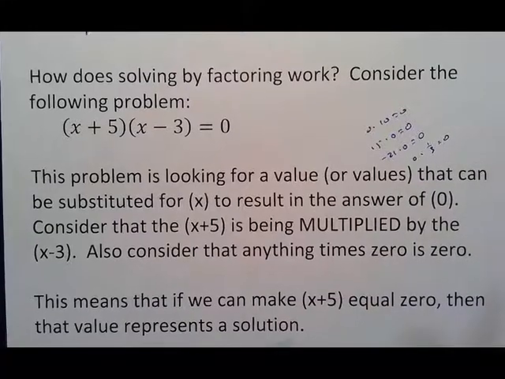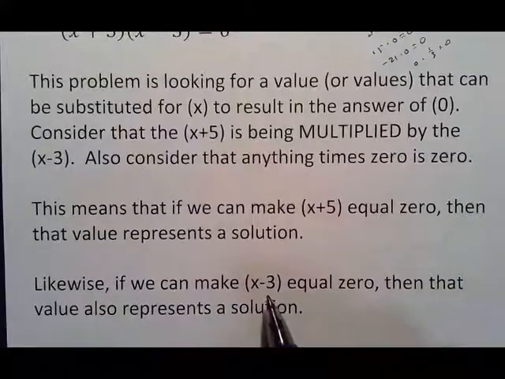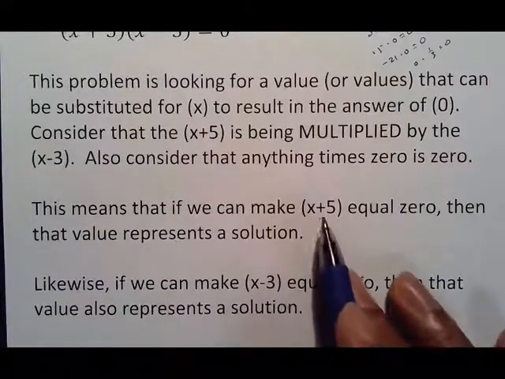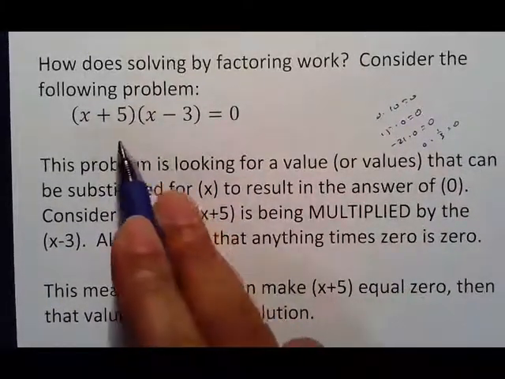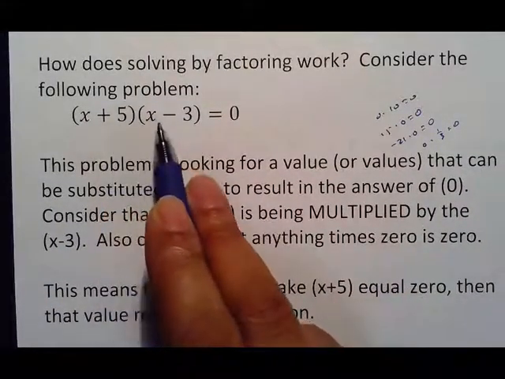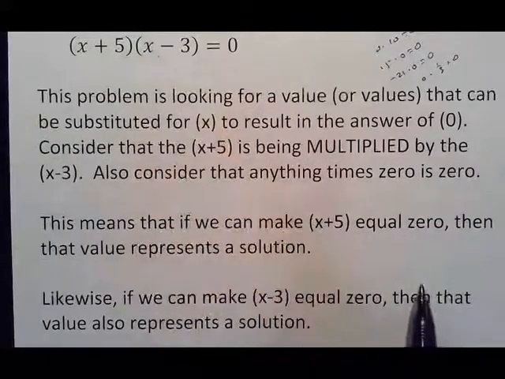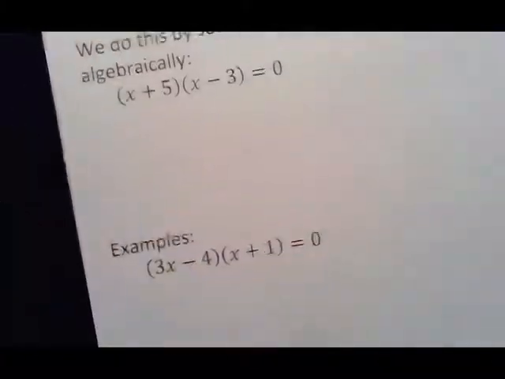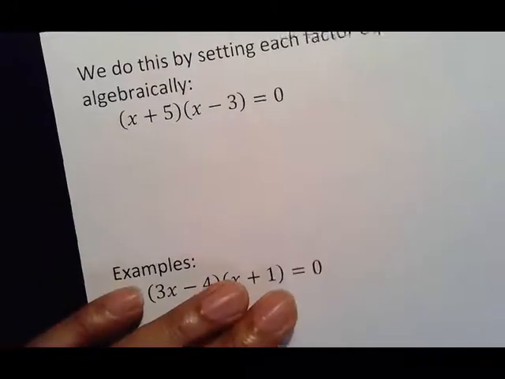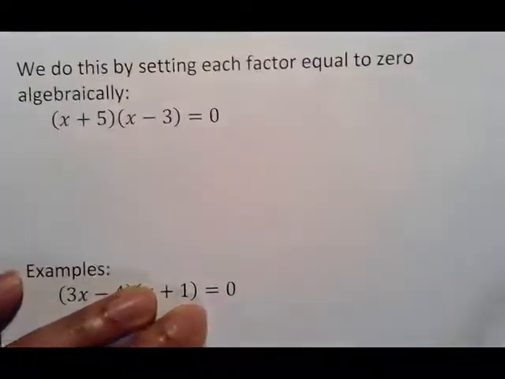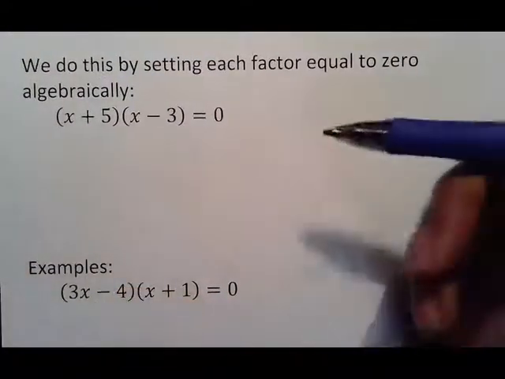Alright? So likewise, if we can make the x plus 5 equal 0, then we found our answer. Just like if we can make x minus 3 equal 0, then we found our answer. And we do this by simply setting each factor equal to 0. Now, some of you probably have already seen this process, but officially this is how you do it.